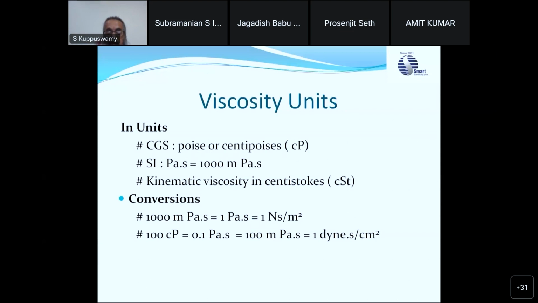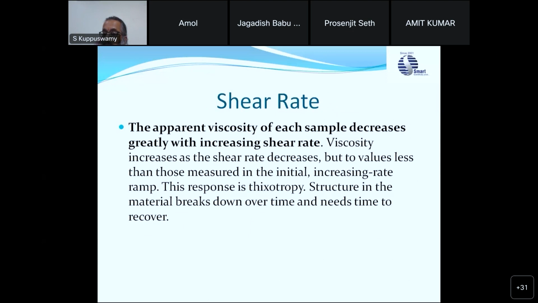Hello? Yes, please. Sir, this is Amol from Isai Pharma. Shear rate related: not all methods have shear rate. Some of the methods have shear rate. Generally in the IP pharmacopoeia, it is mostly there.